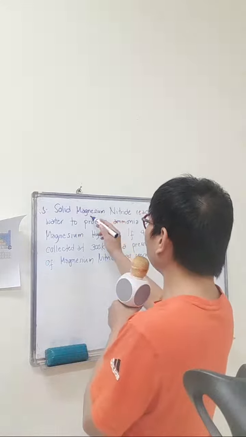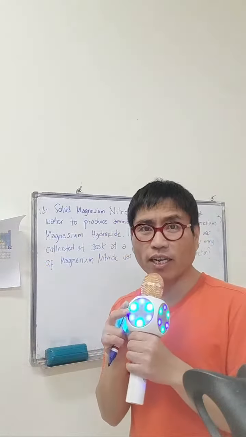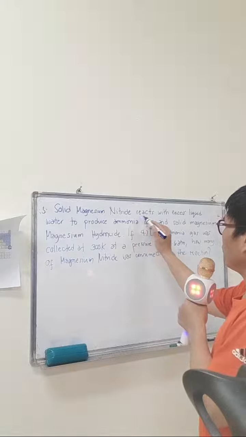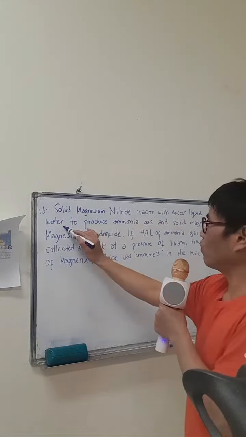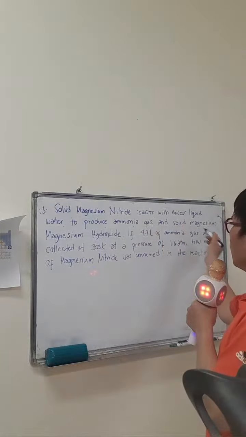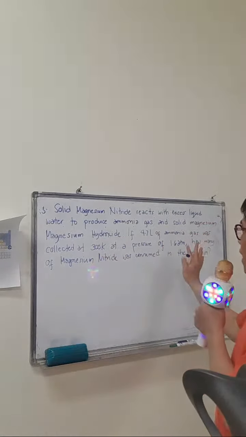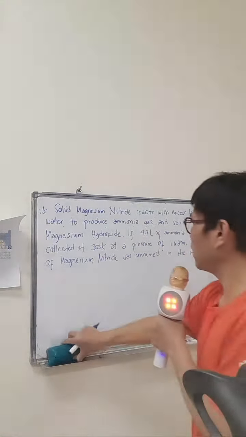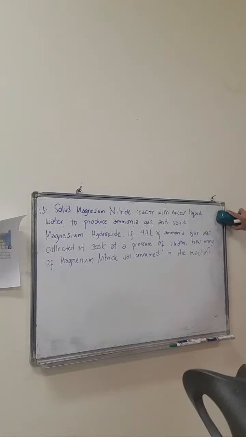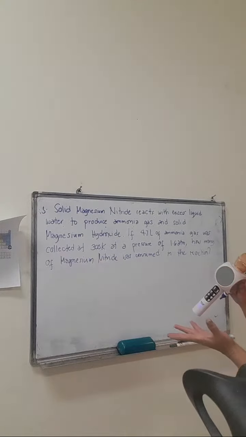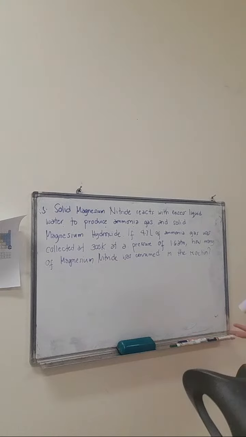Solid magnesium nitride. Can you see the whiteboard again, guys? Solid magnesium nitride reacts with excess liquid water to produce ammonia gas and solid magnesium hydroxide. I have two magnesium. Where's the other magnesium? If 47 liters of ammonia gas was collected at 300 Kelvin at a pressure of 1.6 atmosphere, how many of the magnesium nitride was consumed in the reaction?